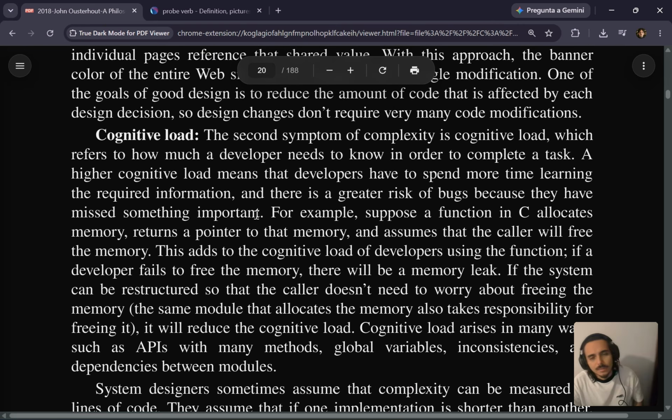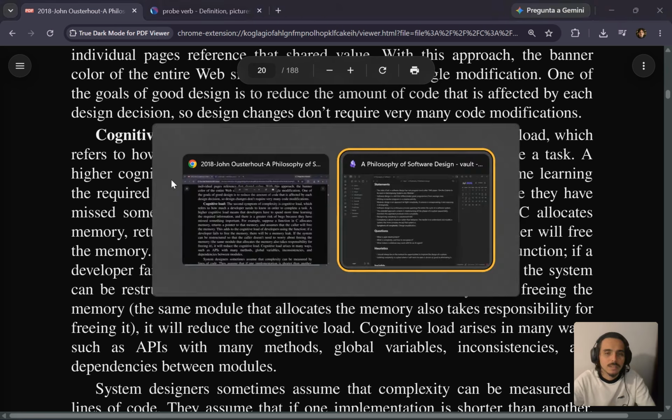Cognitive load. The second symptom of complexity is cognitive load, which refers to how much a developer needs to know in order to complete a task. Cognitive load.